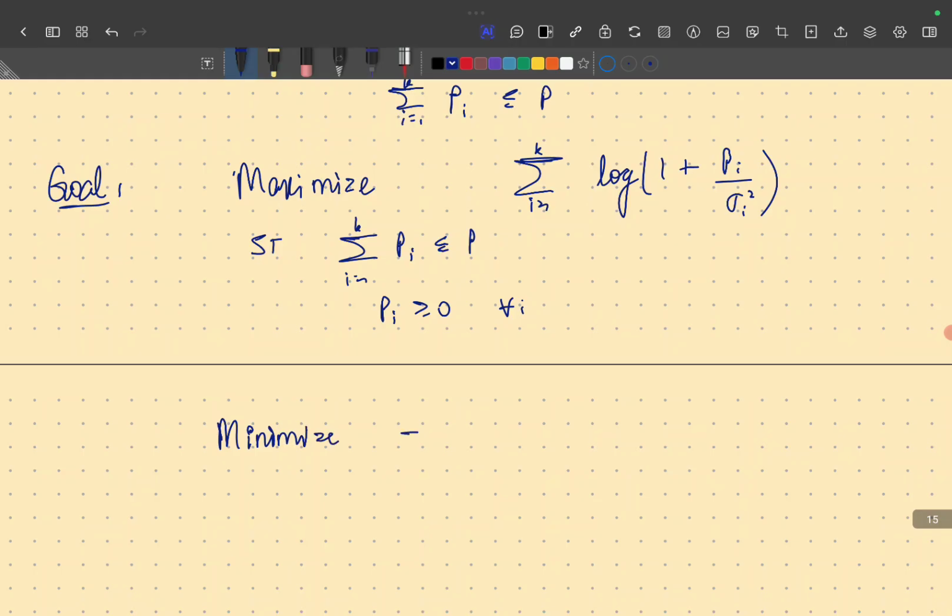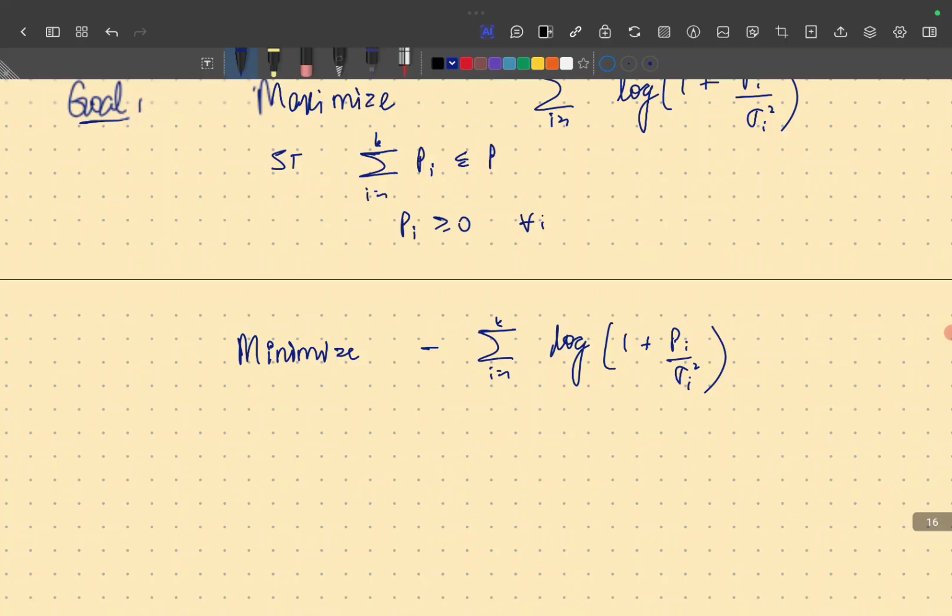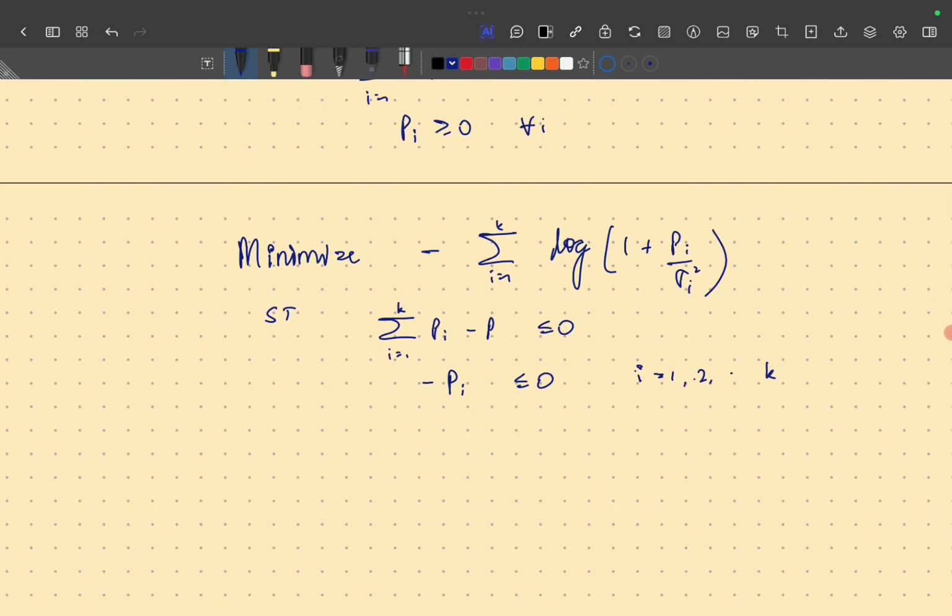So we want to minimize minus summation i equal to 1 to k log of 1 plus p_i by sigma_i squared, subject to the constraints. Again, I have to bring all of these to standard form. Summation i equal to 1 to k of p_i minus P should be less than or equal to 0, and minus p_i should be less than or equal to 0, i equal to 1, 2, 3 up to k. How many constraints do I have? K plus 1. So I need k plus 1 Lagrange multipliers.